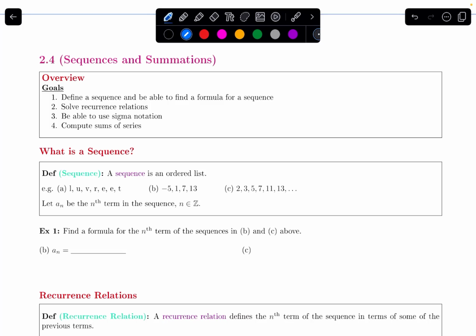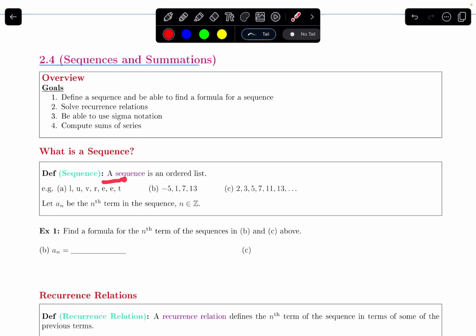In this video, we're starting section 2.4 on sequences and summations. Our goals are to define what a sequence is and be able to find formulas for sequences, solve recurrence relations, be able to use sigma notation, and to compute sums of series. In this video, we'll introduce what is a sequence.